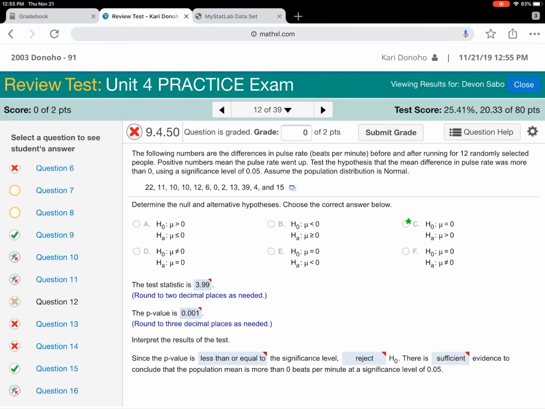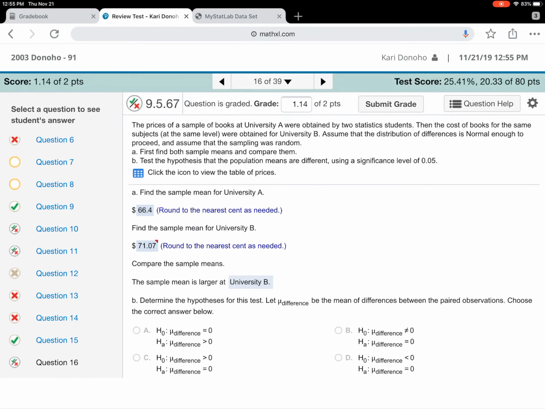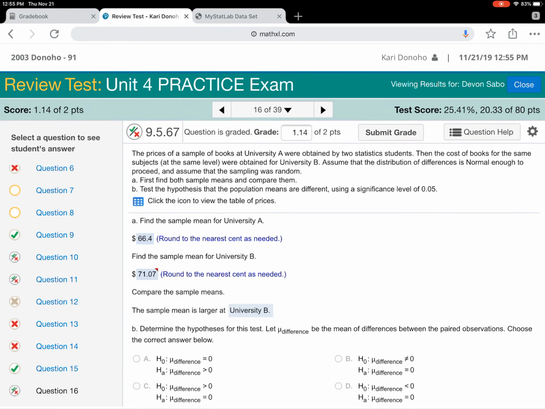Okay, so let's move on. 16 was the next one you had a question about. Part A is fine. It was just a little bit of a rounding error. And part B, you also are good on because, what's going on here?